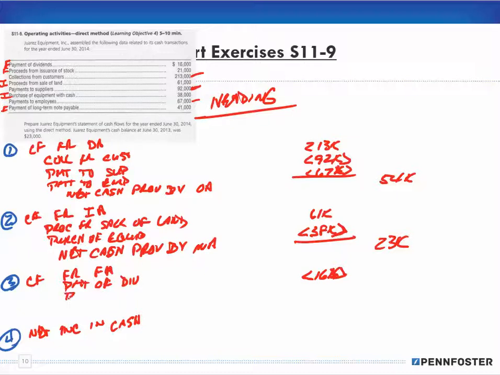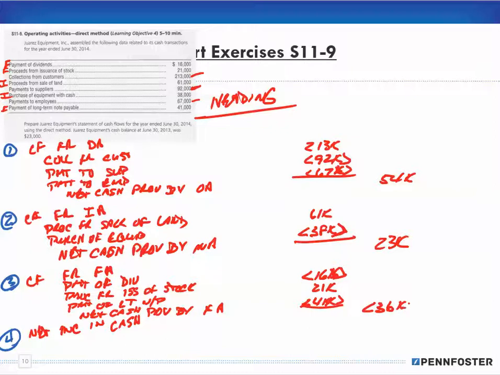Proceeds from the issuance of stock. Well, that's money coming in, because we're selling the stock and getting the cash for it. So that's a positive 21,000. And then the last thing is the payment of long-term notes payable. Since we're paying that money out, 41,000 is what is coming out of the cash account. So our net cash provided by financing activities ends up being a negative $36,000.